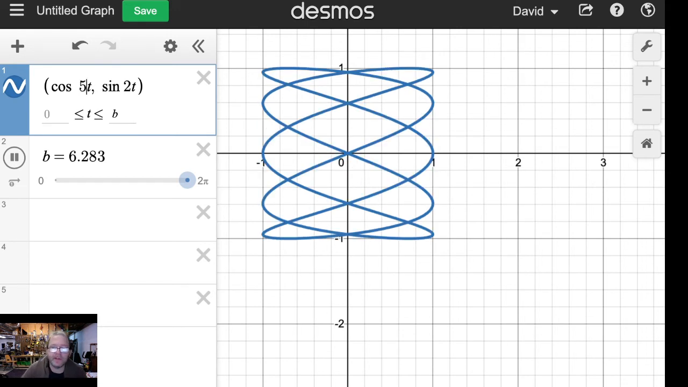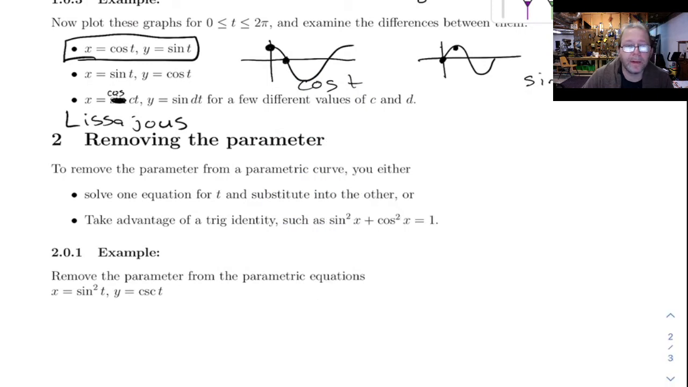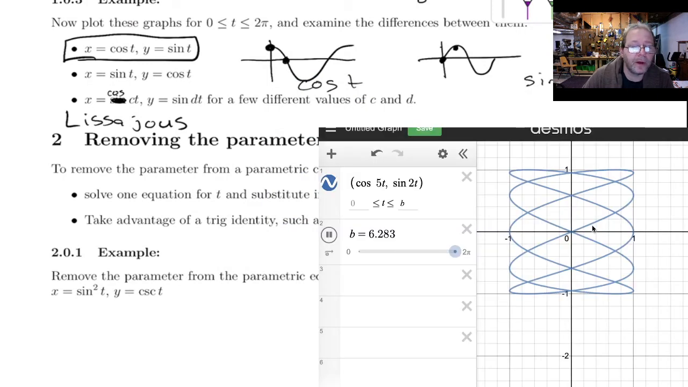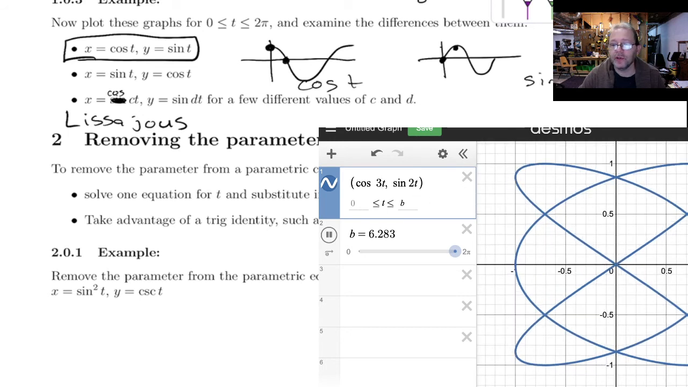If you look at this graph now, my pointer's not showing up. Let me change this. Okay, my pointer's showing up on here. If you look at this, x is cosine 5t. So we've got 1, 2, 3, 4, 5 different peaks, I guess you'd call them, on this side, and 5 over here. If I change this 5 to a 3, now we've got 3 on each side. 1, 2, 3, and 1, 2, 3.